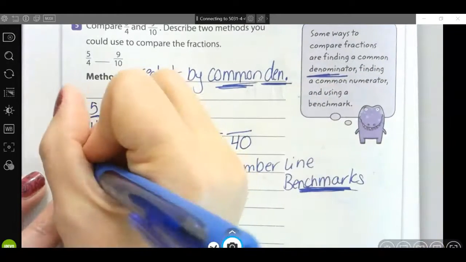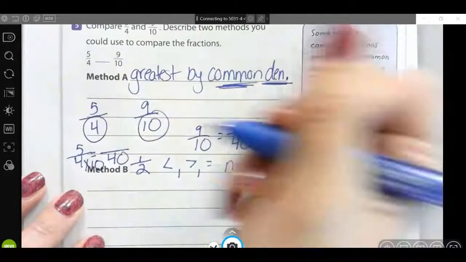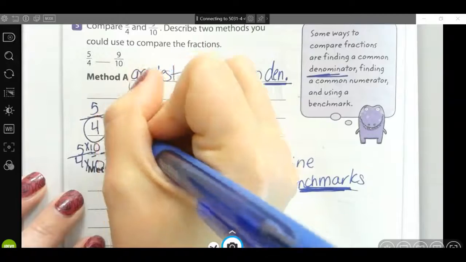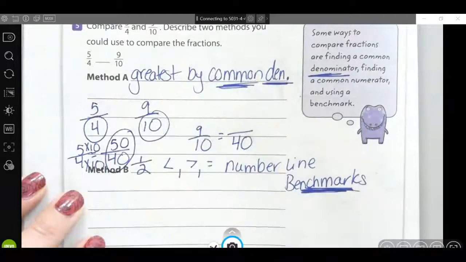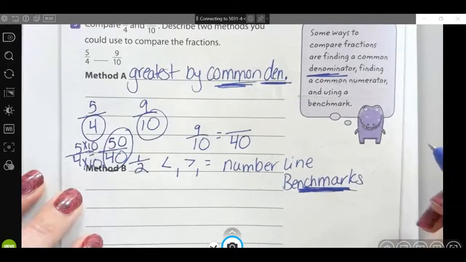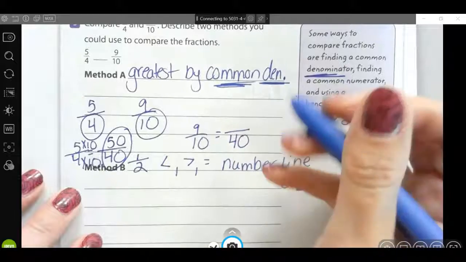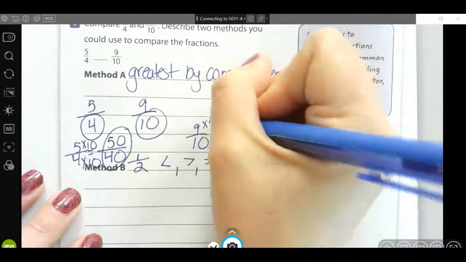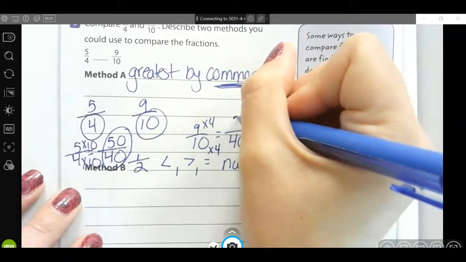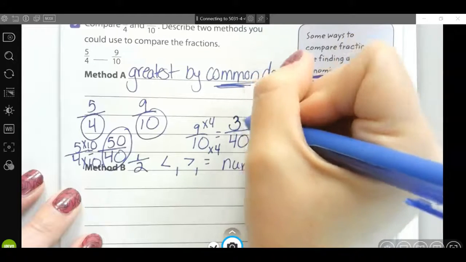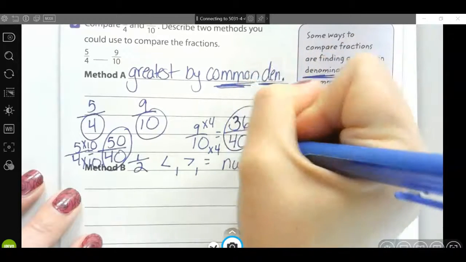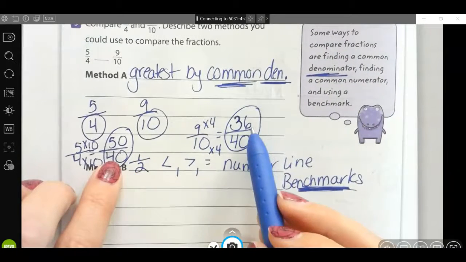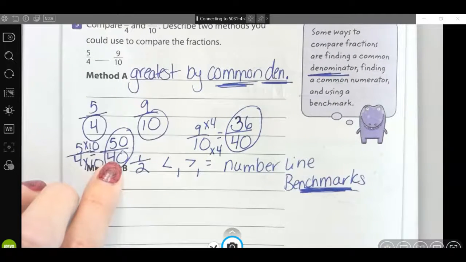Charlie says that we multiply by 10. Do you agree? Yep. So what's 5 times 10? 50. Okay. So we have 50 40ths. And then how do we go from 10 to 40? 4 times 4. Times 4. So 9 times 4 is 36. Okay. So we're comparing 50 40ths and 36 40ths. Which one is greater?